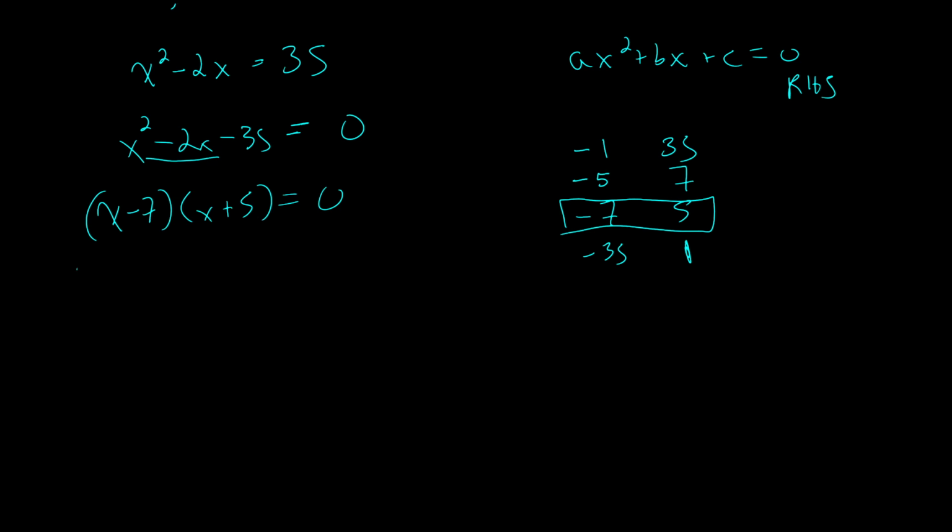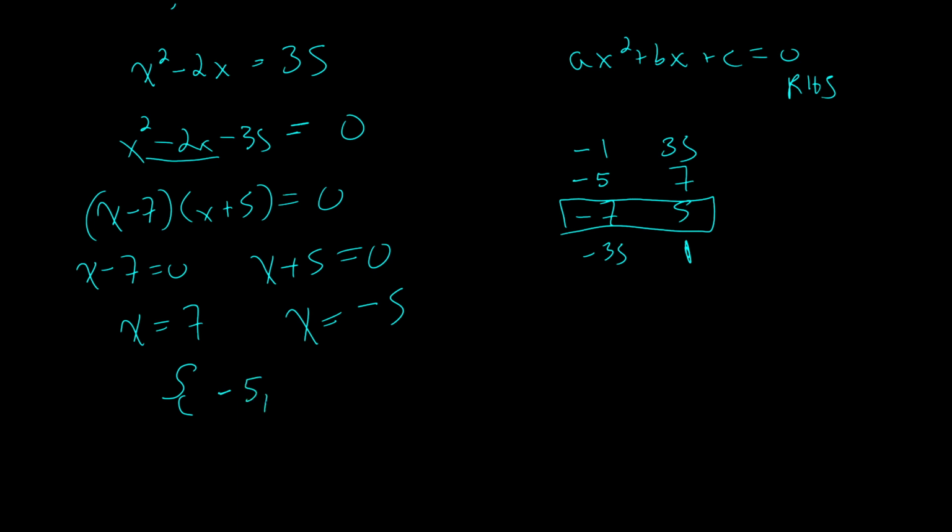But this says x minus 7 equals 0 and x plus 5 equals 0. Or x, add 7 to both sides, subtract 5 from both sides. And so now I have two solutions. We usually write two solutions as a solution set, and we'll write them from smallest to largest. And so my solution set is negative 5, 7.